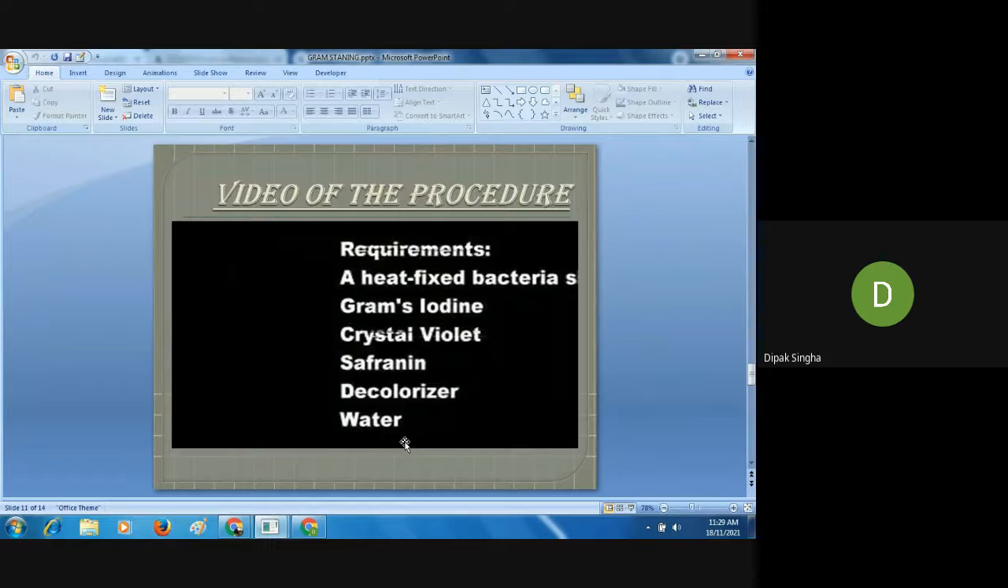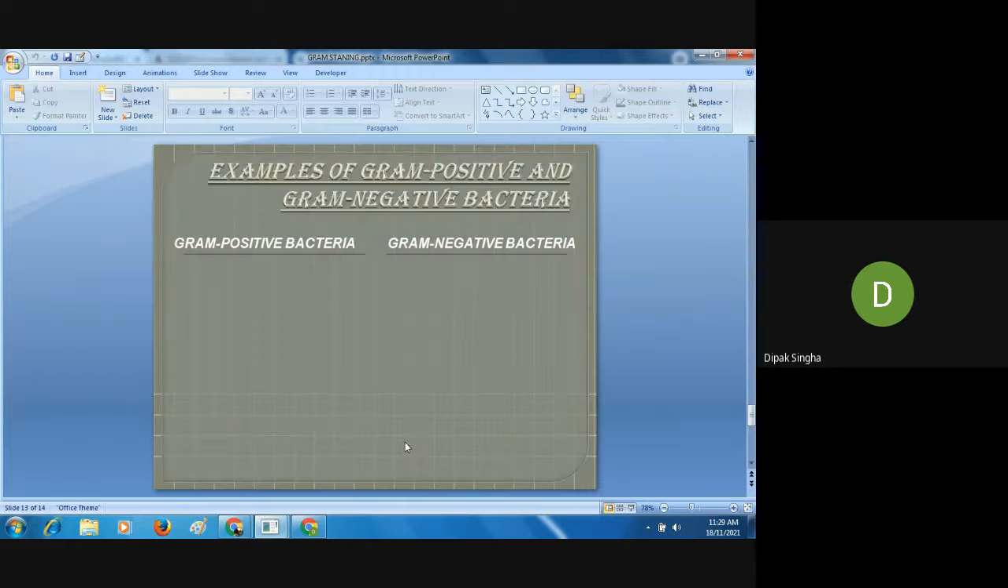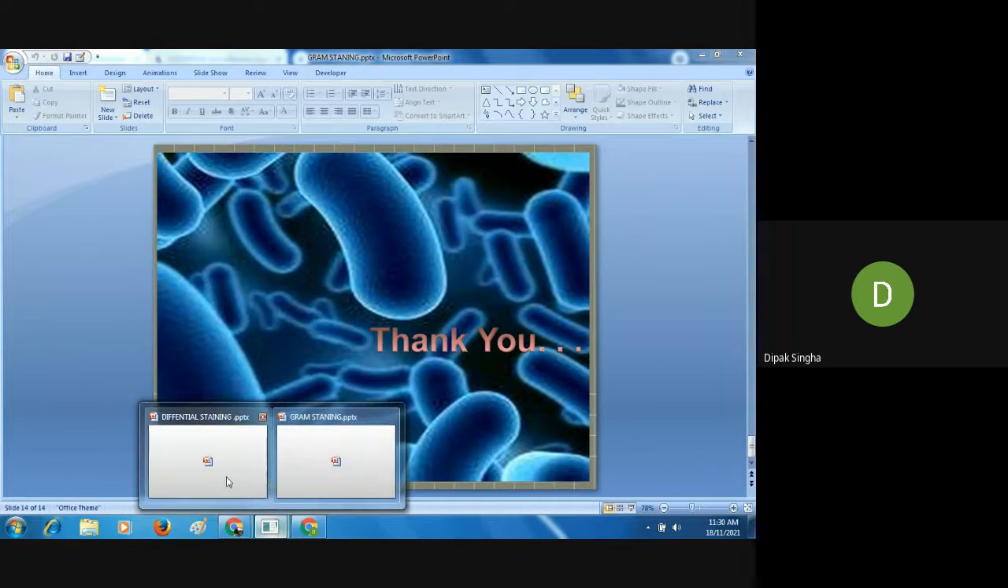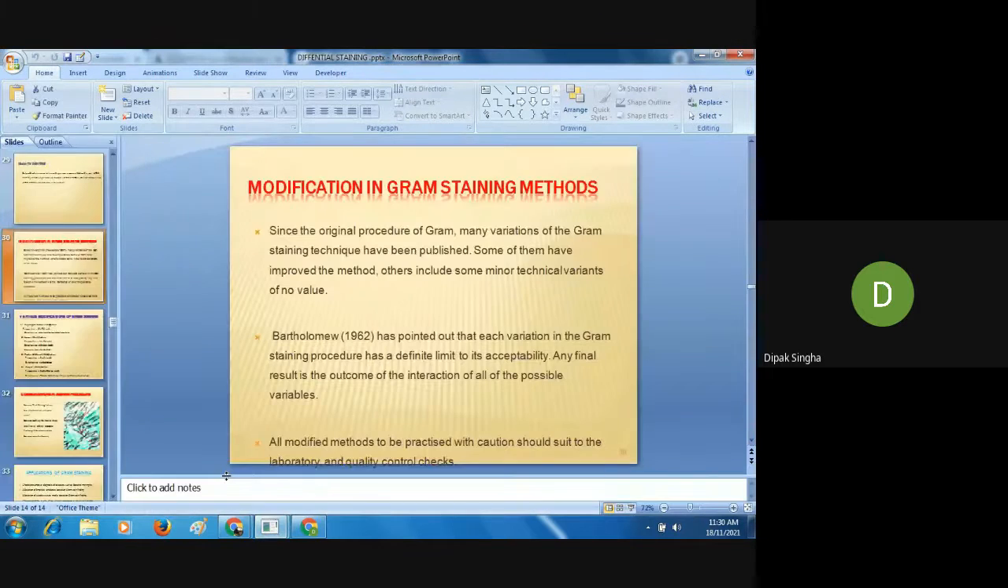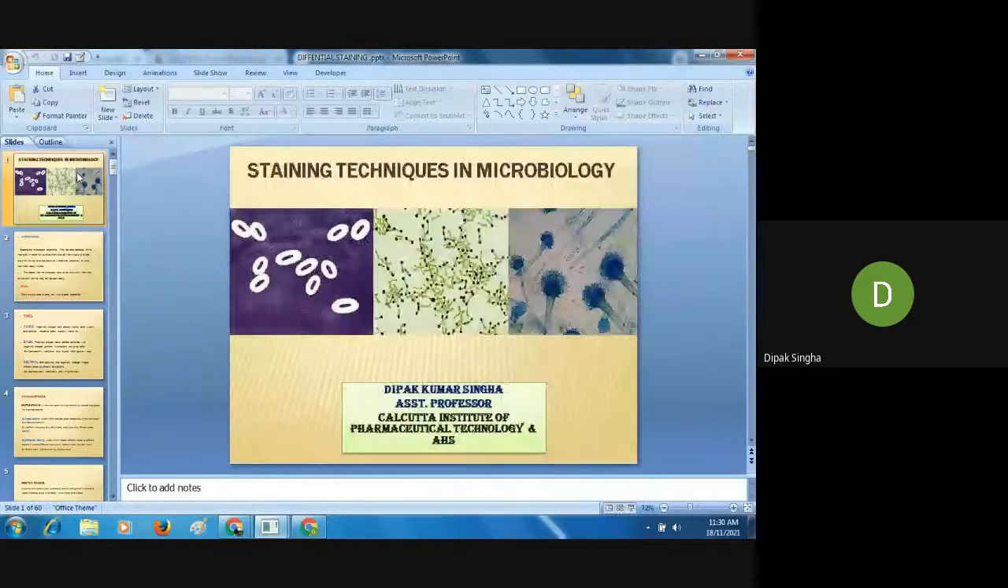So first fixation, crystal violet, safranin, and decolorize, the same thing will happen. So these are the gram positive. Thank you very much for listening. The other slide, for differential staining, I can share with you, you can attach it with this. I think I have uploaded all these slides here.